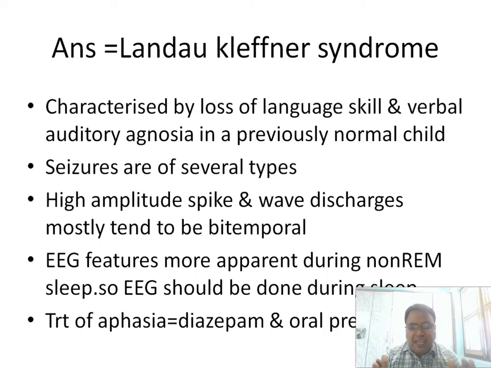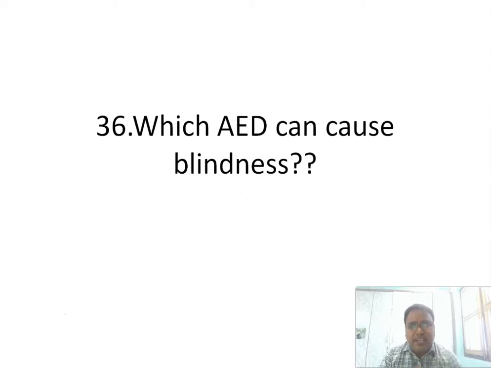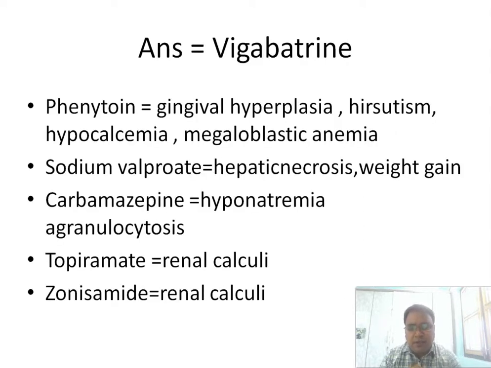Treatment of aphasia is night-time diazepam and oral prednisolone. There are certain seizure disorders and syndromes where prednisolone is indicated. One is LK syndrome, another is infantile spasm. Next, which AED can cause blindness? Answer is vigabatrin. Vigabatrin is the molecule that can cause irreversible visual loss.